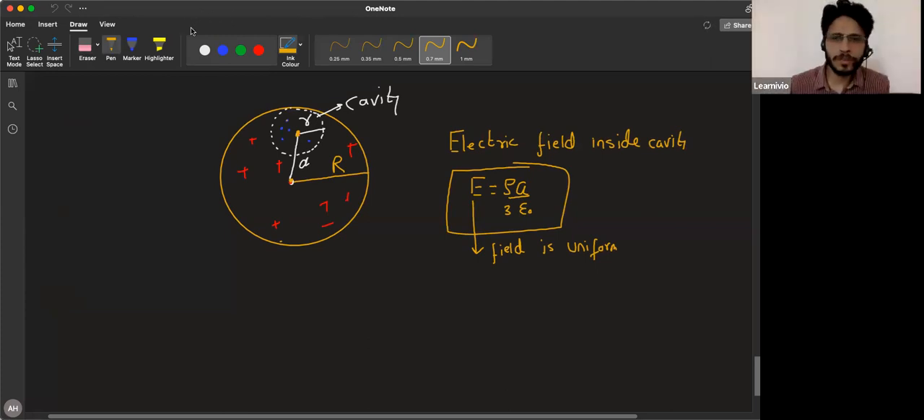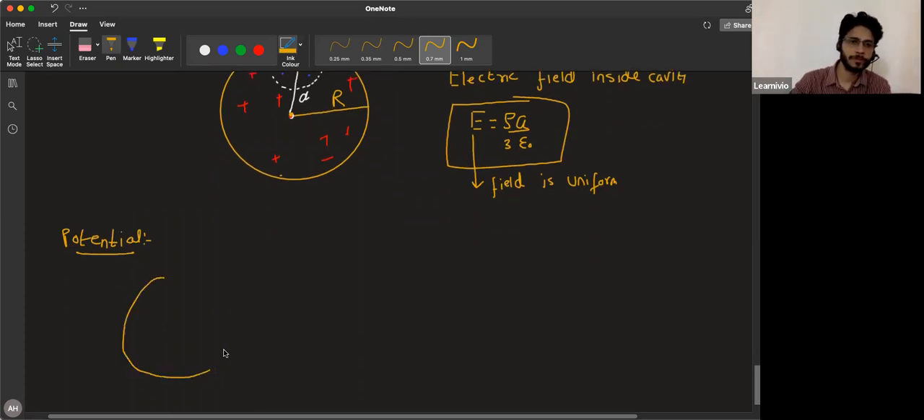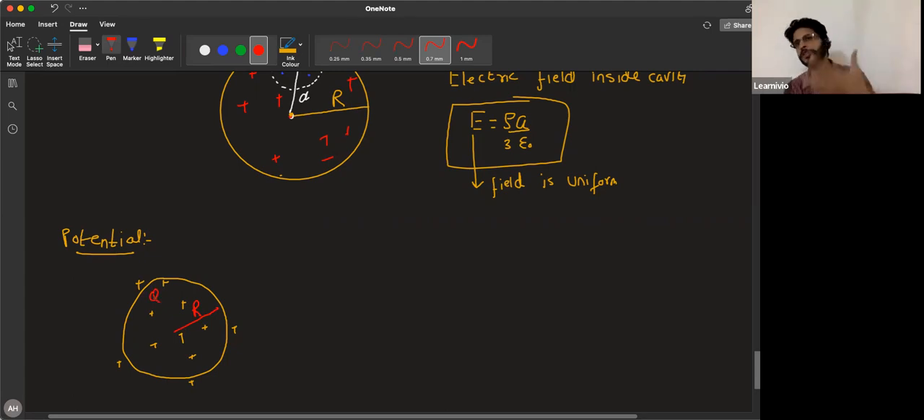So after field, we will discuss the potential due to this solid sphere. See, a hollow sphere has charge distributed only on the surface. But a solid sphere will have charge on the surface as well as inside. So you have a solid sphere, the radius of the solid sphere is R. The charge over the solid sphere is q. You're supposed to calculate the potential due to the sphere.